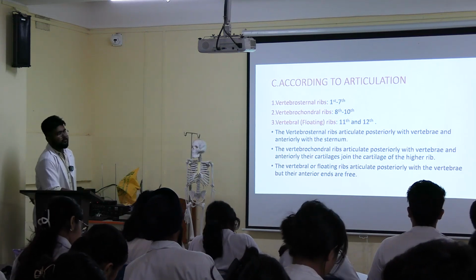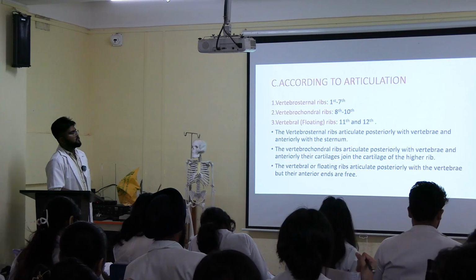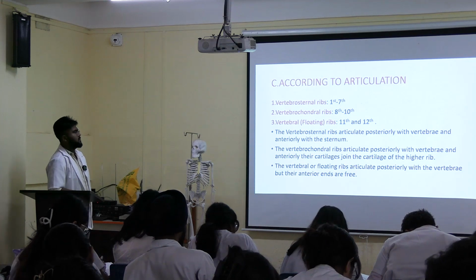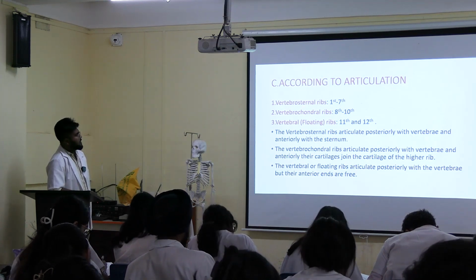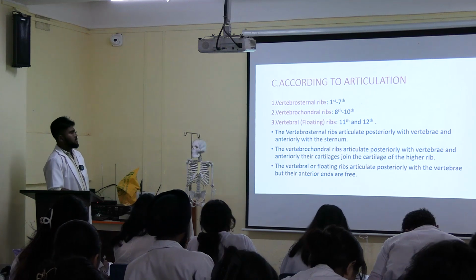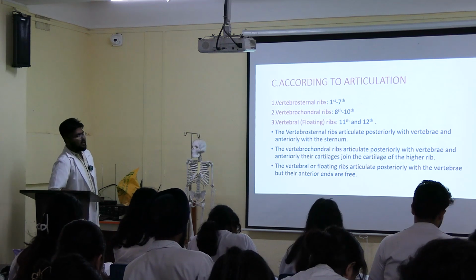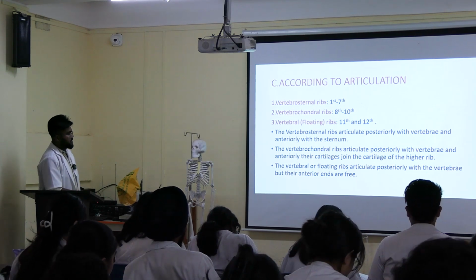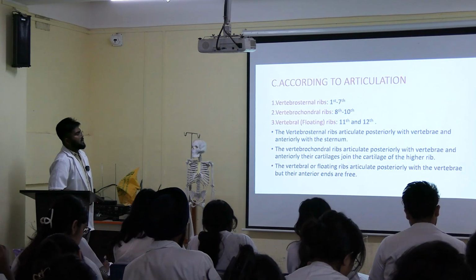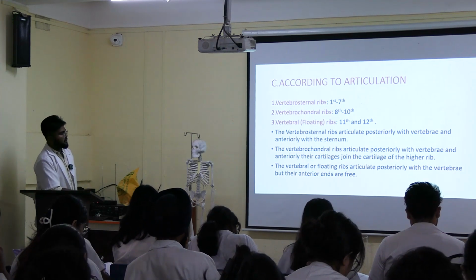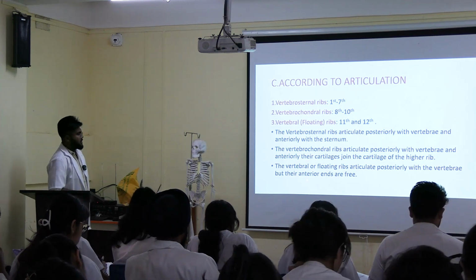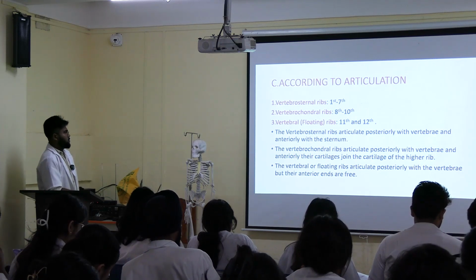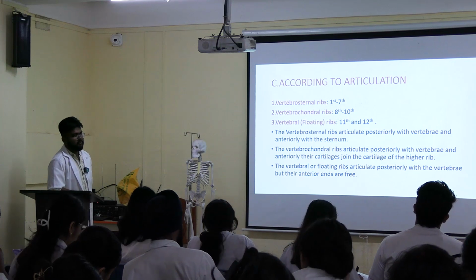Okay, according to your articulation, the first one is vertebrosternal, because posteriorly it is attached to your vertebra and anteriorly directly to the sternum. Another is vertebrocostal ribs, your 8th and 9th ribs. They are together attached to your 7th costal cartilage, and posteriorly they are attached to your vertebra. And the floating ribs are the 11th and 12th ribs. The anterior end is free, and posteriorly they are attached to your vertebra. So these two ribs, the 11th and 12th, are more prone to injury.